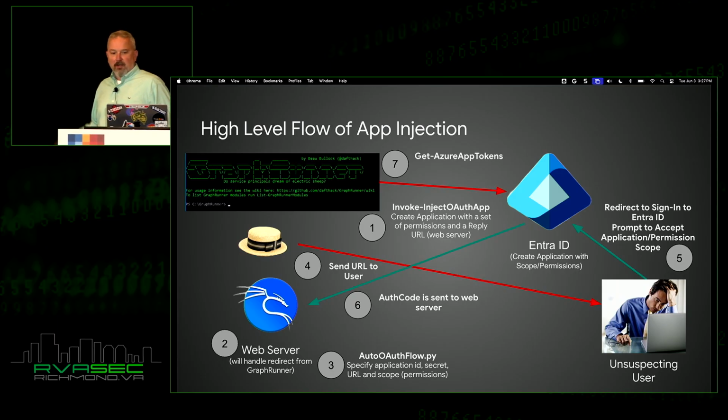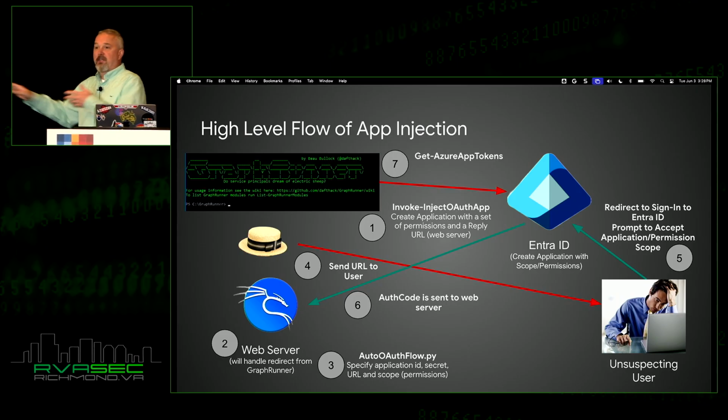But initially, you create the application with a set of permissions. GraphRunner, again, does a great job of doing all of the heavy lifting for you, providing you the information back, even templatizing the next steps, which you'll see. We redirect to the web server. The web server has some Python script running on it. I have a URL. That URL, I'm sending to that unsuspecting user because I am now trusted and inside, right?